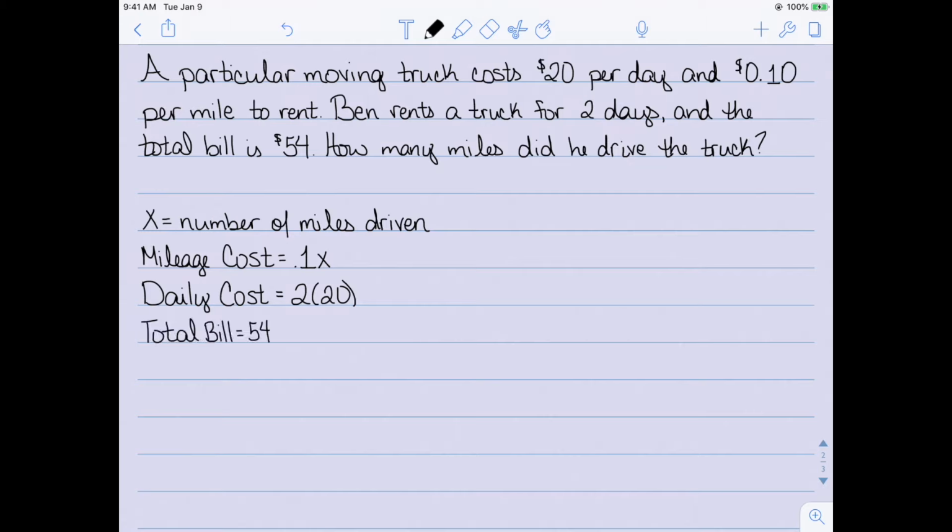Now that we've organized our information, let's set up the model. The basic formula we need here is that we need to pay for the mileage and the daily costs, and if we add those together, we should get the total cost. We know the mileage cost is 0.1x, and the daily cost was 2 times 20. The total cost is 54. So now we can start simplifying and solving this equation.